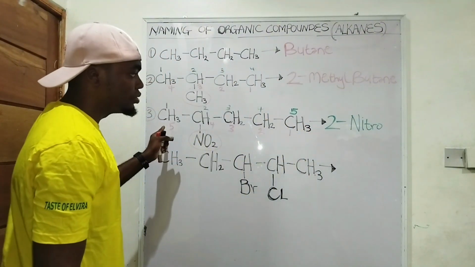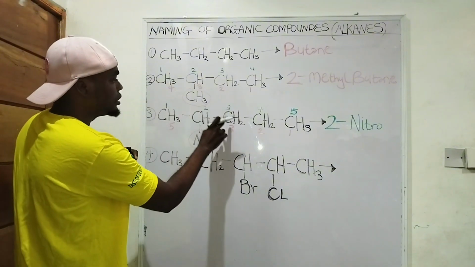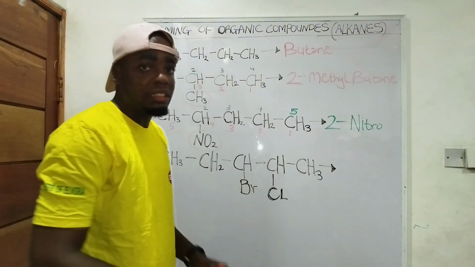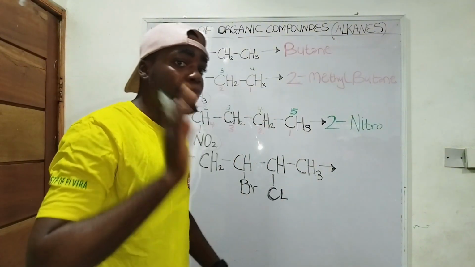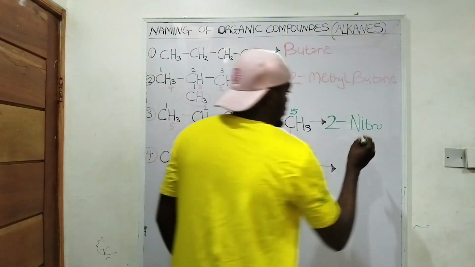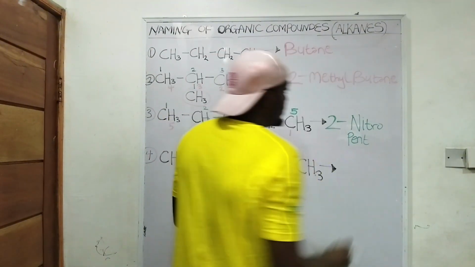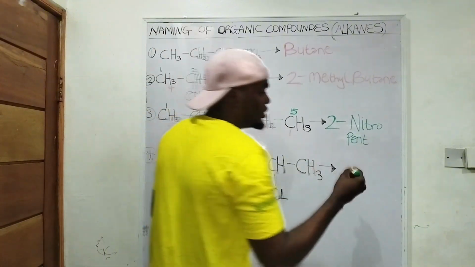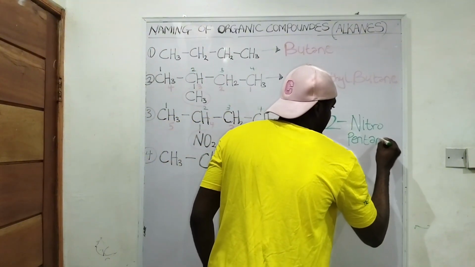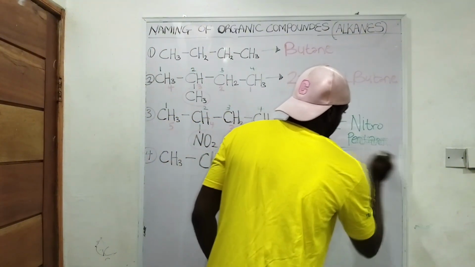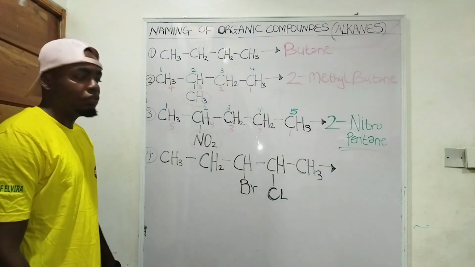So what's the longest carbon to carbon chain? 1, 2, 3, 4, 5. So when the longest carbon to carbon chain is 5, you name it as pent. Pent. And because we are naming alkanes, you add your ANE. That's the name of this structure.